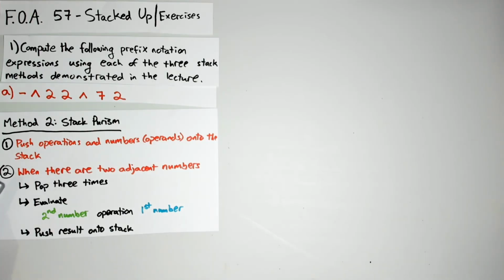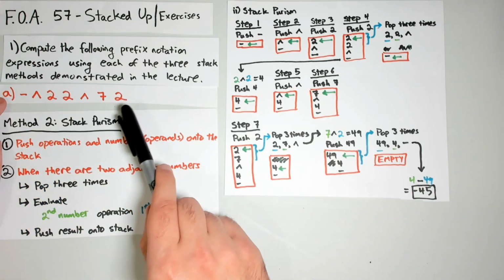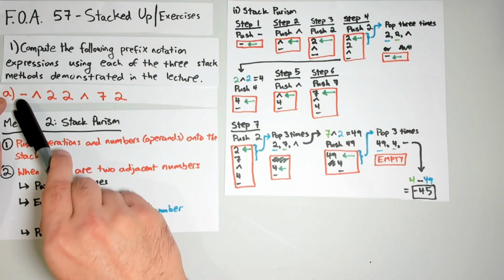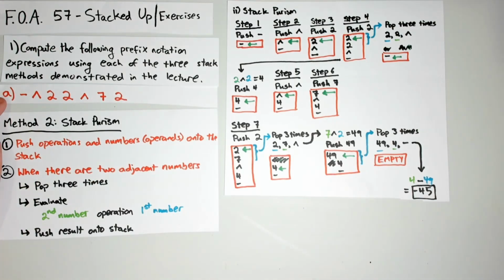And then when there were 2 adjacent numbers, we would pop 3 times to get the numbers and the operation acting on that stack. And then we would do the evaluation in this order here and push the result back onto the stack. So let's see what this looks like in our same example, and hopefully we get negative 45 as well. All we're going to be doing is going through this expression here, and every time we see an operation or a number, we're going to push it onto the stack.